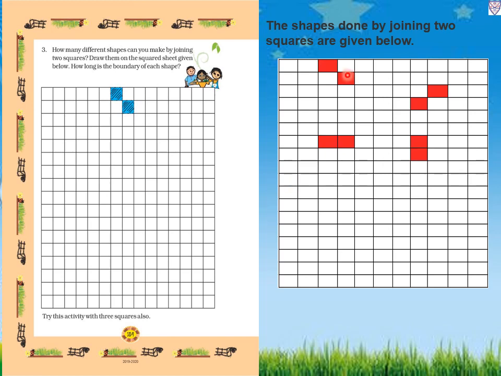See, first we can draw it this way, then nearby, with two squares only we have to make joined shapes. Like this we can do, and here this way and this way. So four types of shapes can be made by joining two squares.